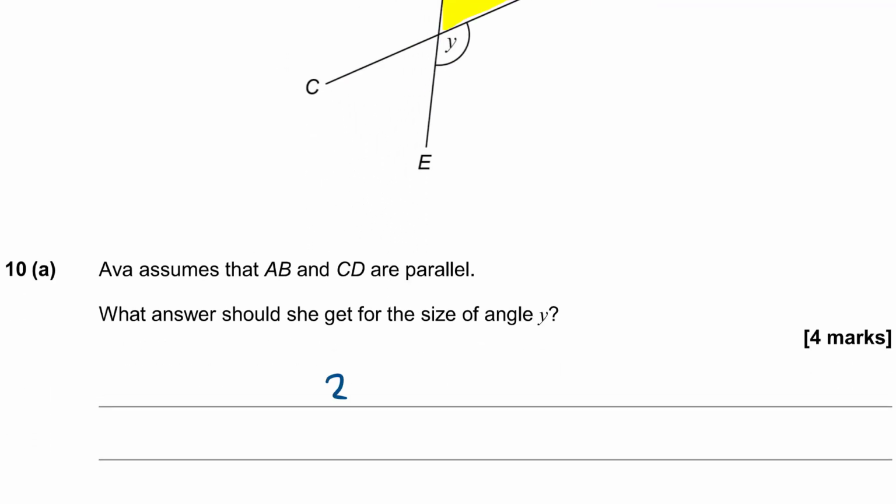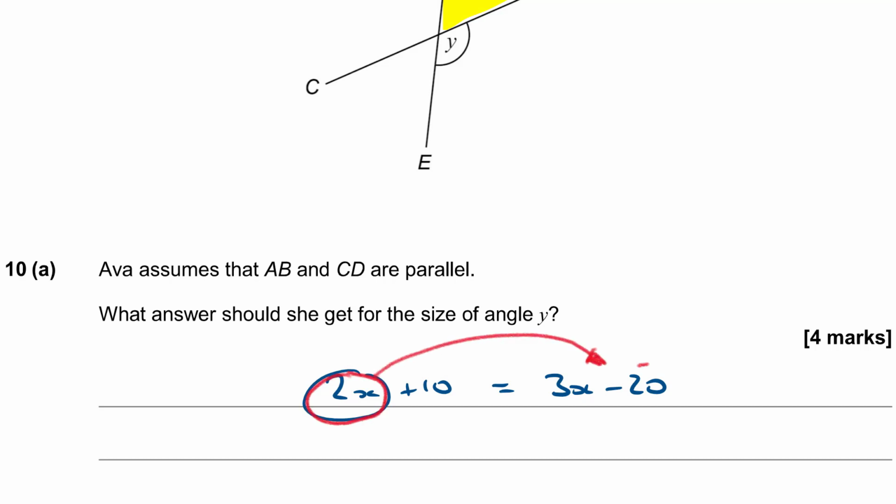So 2x plus 10 is equal to 3x minus 20. I'm going to collect the x's on the right hand side to keep my x's positive. If I take x to the other side, I'll get a negative value, so I'm not going to do that. And I'm going to move that over here to keep that positive as well. So that's going to give me 10 plus 20 is 30, and 3x take away 2x is x. That would give me x is equal to 30.